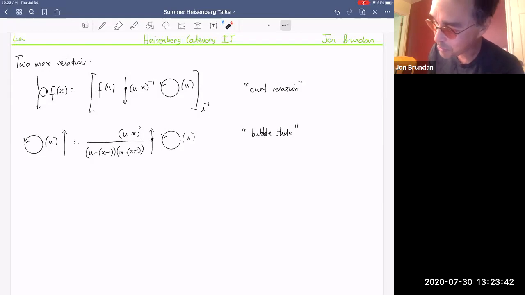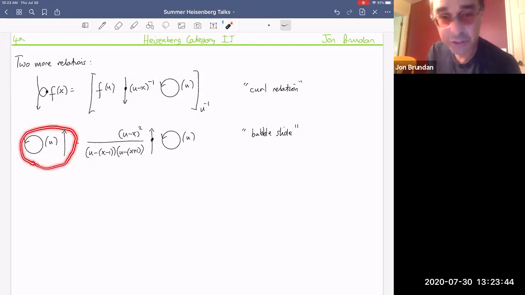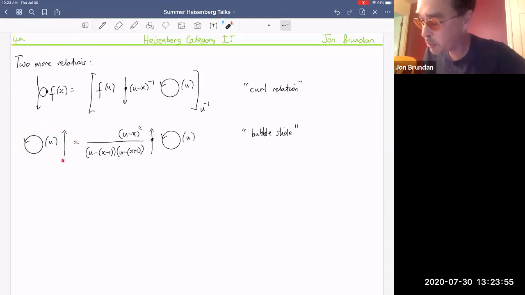Let me write down one more relation, which is the bubble slide relation. So here I'm trying to take my dotted bubbles. I'm using this generating function, which is all of them, and you need to know how to pull it past the strand. And the relation says that the bubble slides to the right-hand side of the strand, but it creates some dots on that strand when it does so.